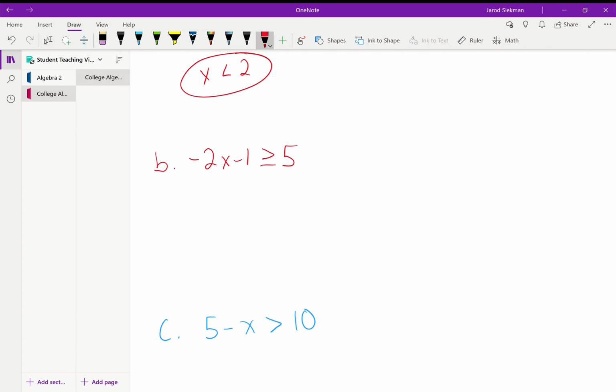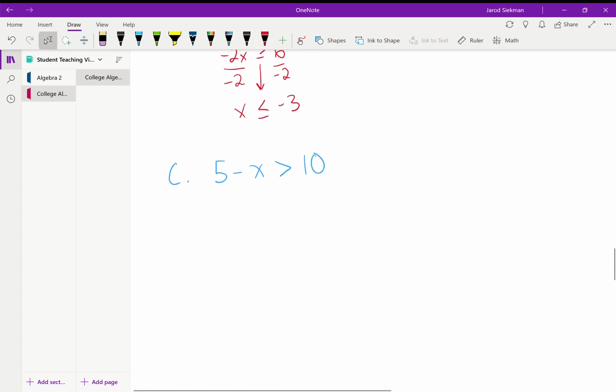In part B, we are going to add 1 to both sides to get the x by itself. So then we have negative 2x is greater than or equal to 6. So to get x by itself, we want to divide by negative 2. And this is when we want to flip the inequality. So it becomes x is less than or equal to negative 3. So this change right here, that's the tricky part. That's the only difference when we're solving inequalities.